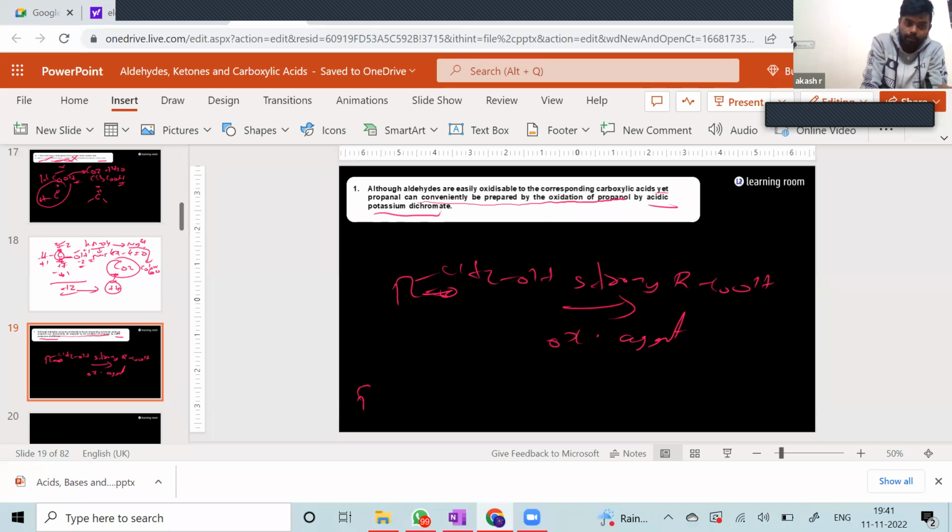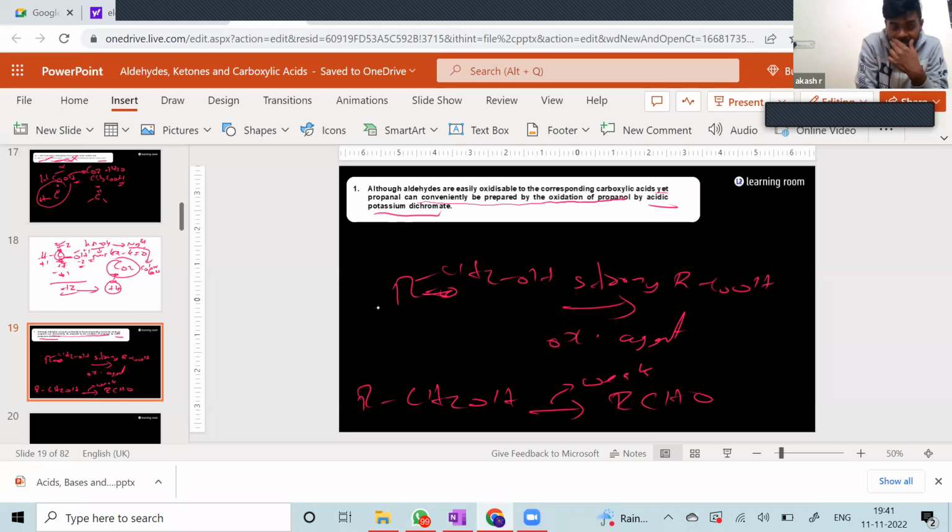That means if I want RCH2OH forming RCHO, generally we need to use a weak oxidizing agent. Only then it is possible. But in this case, potassium dichromate is there. It is able to oxidize, and it is able to stop at propanal itself. It is not going to go to propanoic acid. Why?